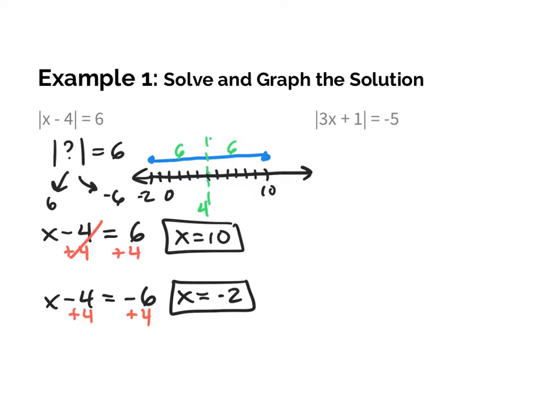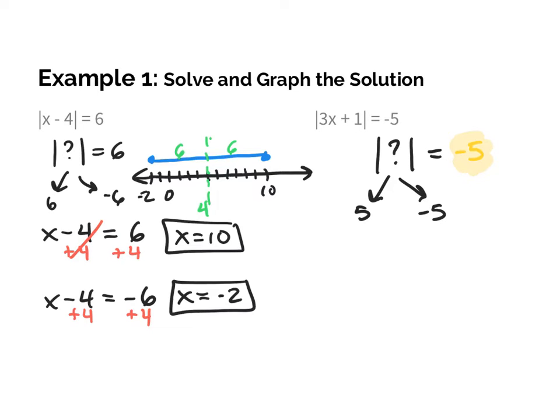We have |3x + 1| = -5. So again, what I'm looking for is what absolute value of what numbers would give me negative 5. Okay, so we have to be careful here. A lot of you are going to think, okay, we can plug in 5 and we can plug in negative 5. But this one has a trick in it. We want to find the absolute value of two numbers that give me negative 5.